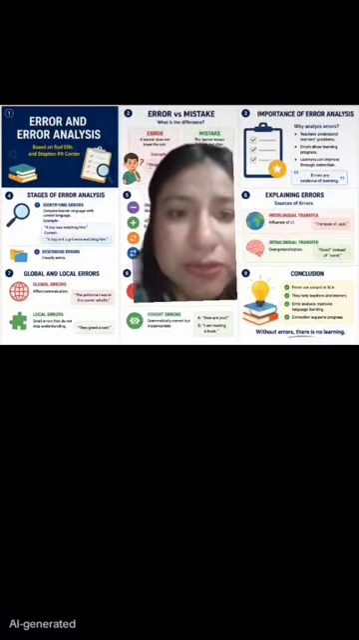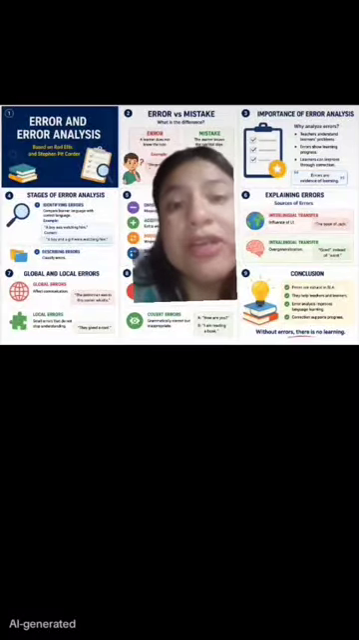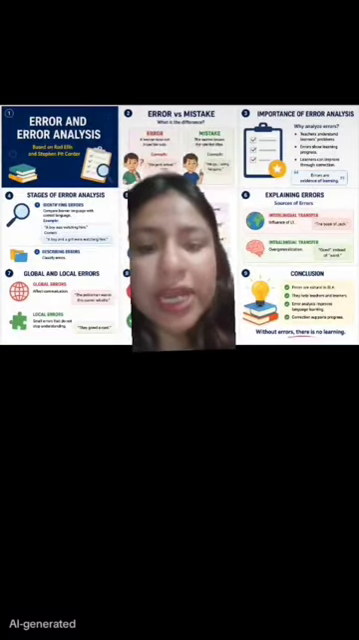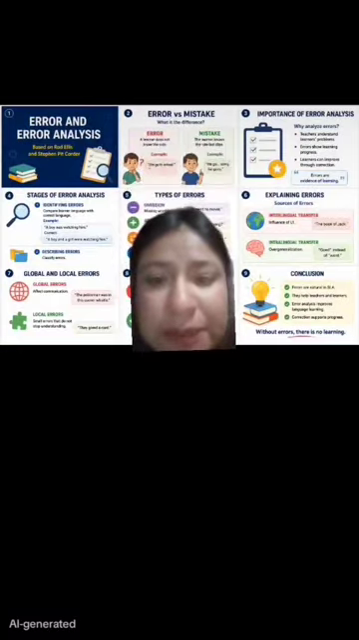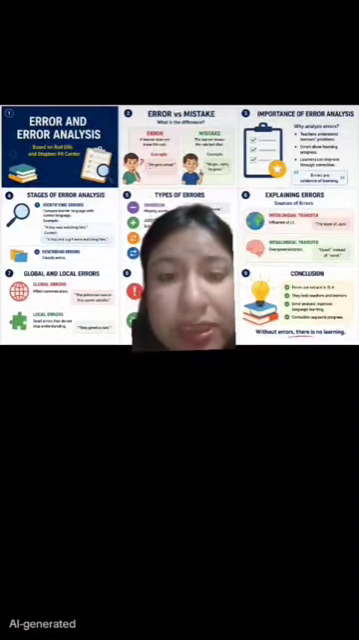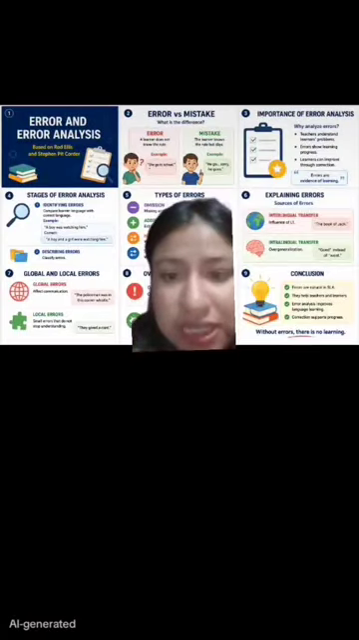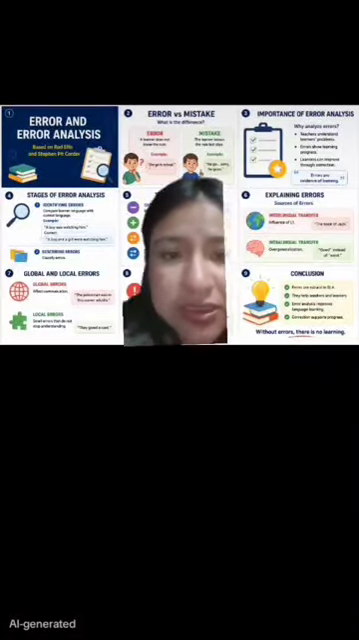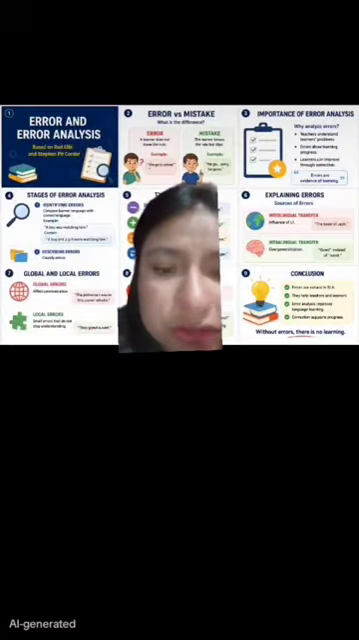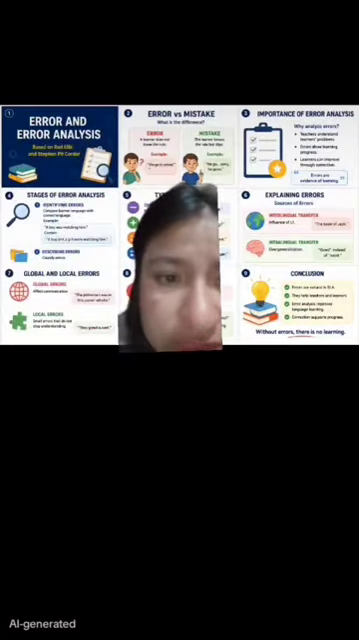Interlingual is a source in the L1. Intralingual is transferred within the second language. Another type is evaluate the error, which is global or local. A global error affects the whole sentence, and a local error affects one element of the sentence. Conclusion: error is a natural process in second language acquisition.